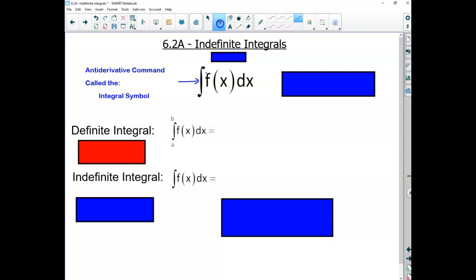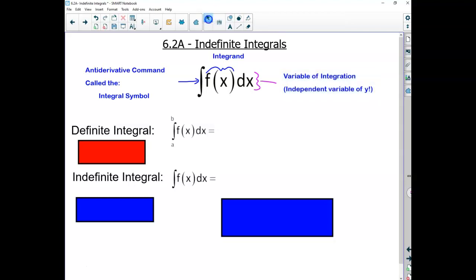Also, if I look inside my integral, my f of x, that little guy in there is called the integrand, just like what's underneath a square root symbol is called the radicand. This is the integrand. Well, what does this dx mean then? That dx is actually the variable of integration. It's the independent variable of y, or of our antiderivative. It's the independent variable. Okay.